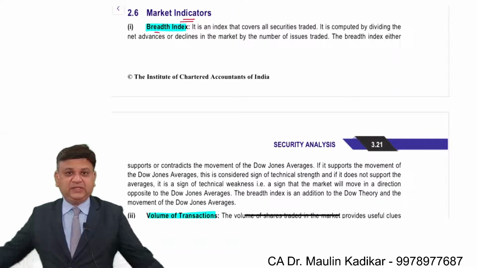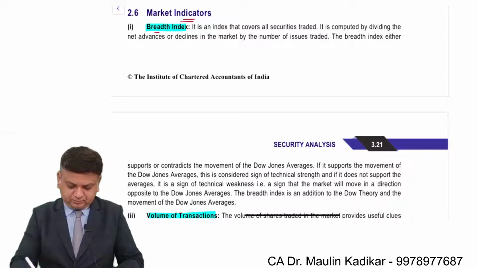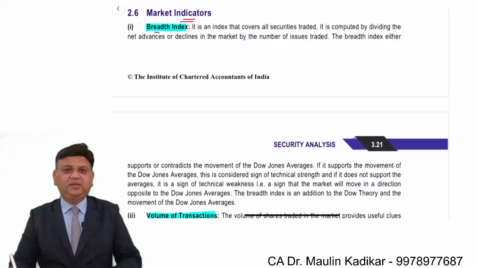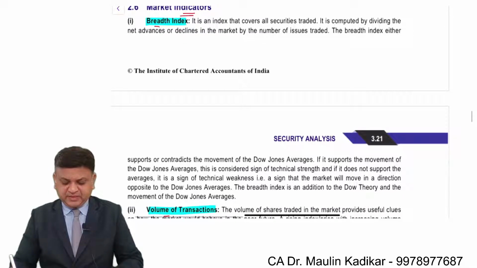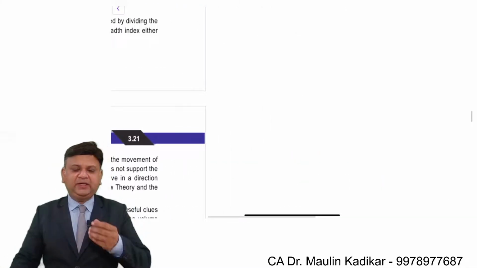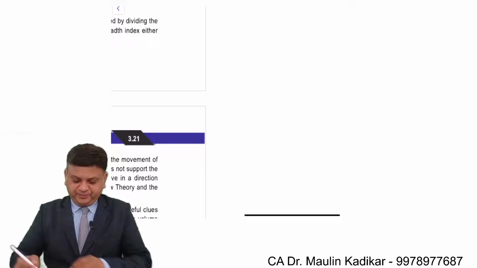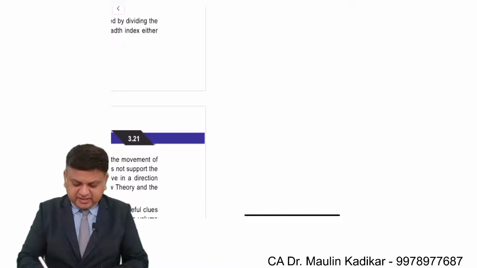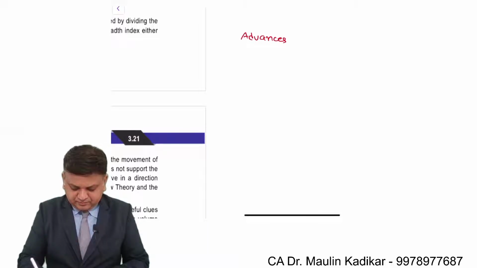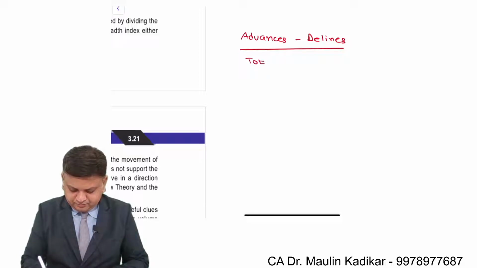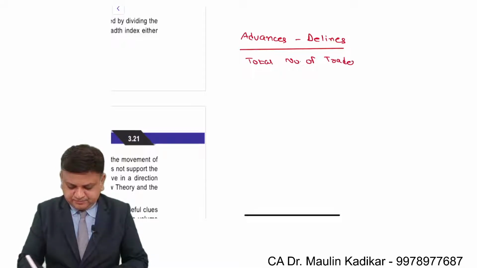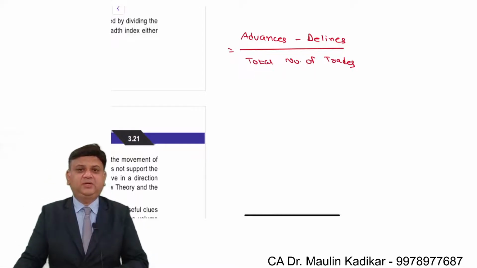So what is the breadth index? Let us have an understanding. Dear students, as far as the breadth index is concerned, it is a kind of ratio which is calculated as advances minus declines, divided by the total number of trades. That is how it is calculated.